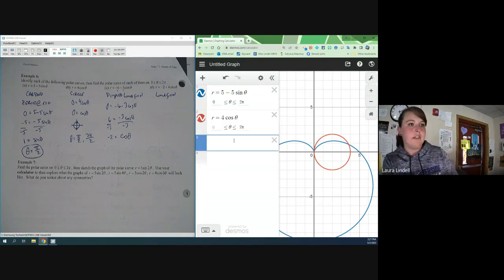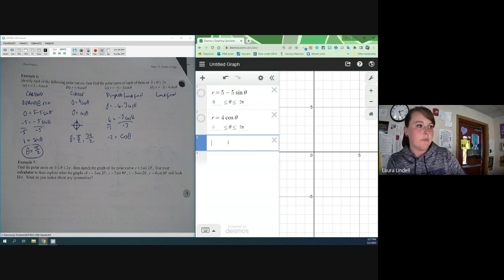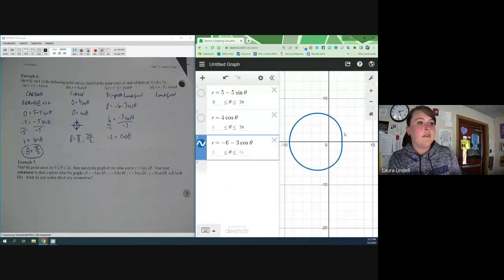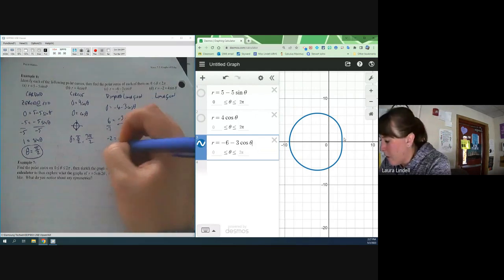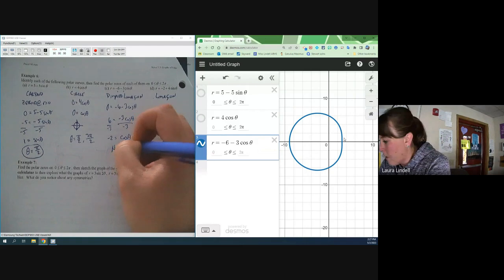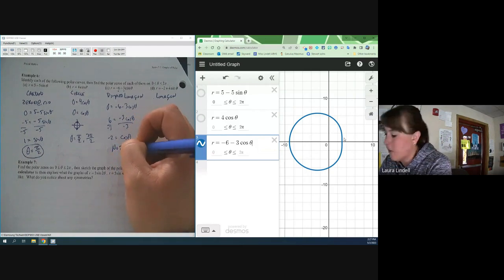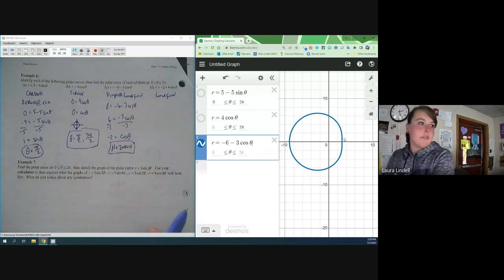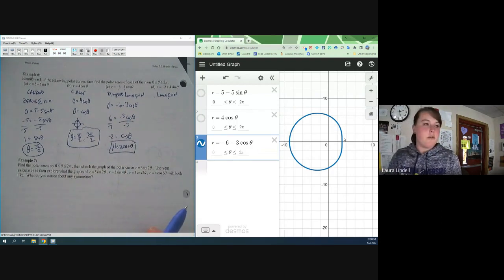So let's graph it and see what this one looks like. r equals -6 minus 3 cosine theta. As you can see, this one never actually hits the pole. So it would make sense that this one does not actually have any polar zeros. So this one has no zeros. Is it 'zeroes' or just 'zeros'? I don't know, spelling is hard. Here we go with it. All right, that one has no zeros.